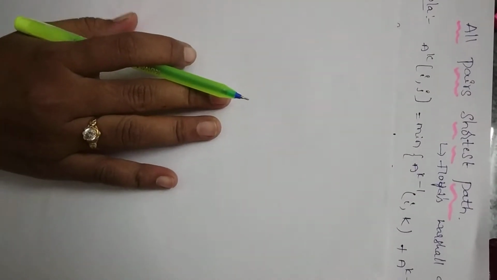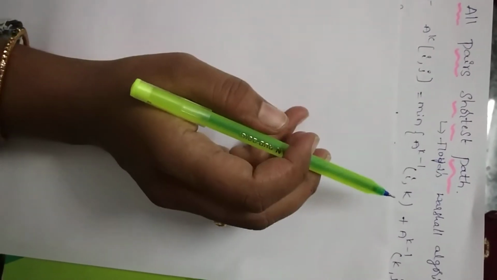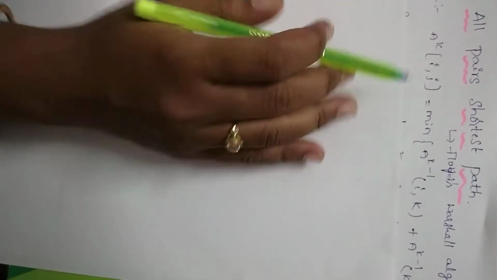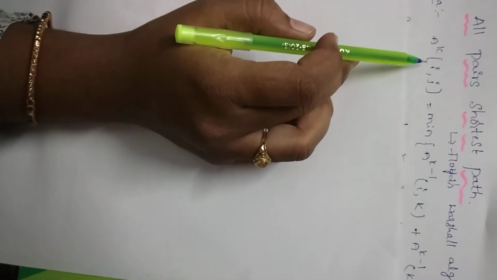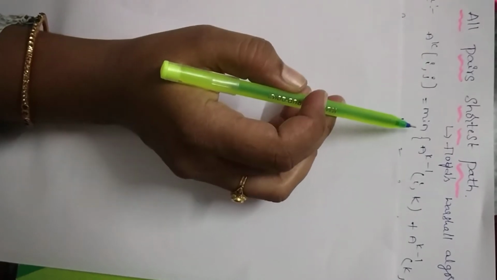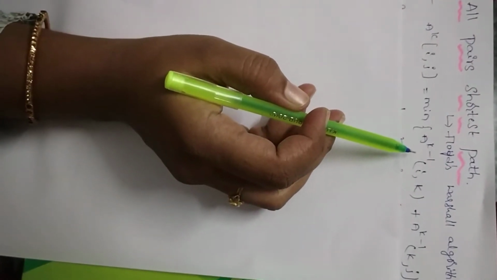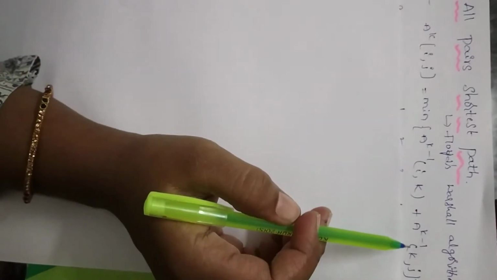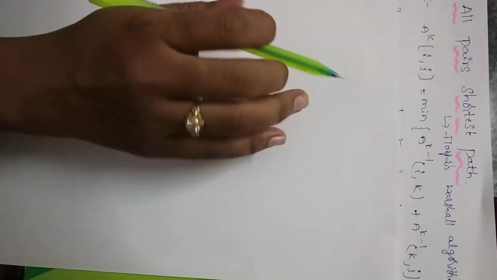This is the formula to find the all-pairs shortest path. Here, see the formula: A^k(i, j) equals the minimum of A^(k-1)(i, j) and A^(k-1)(i, k) plus A^(k-1)(k, j).